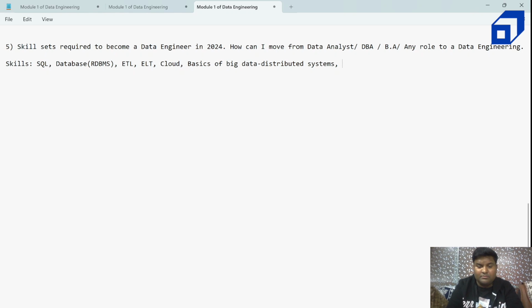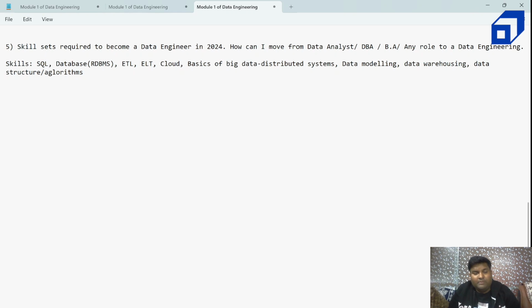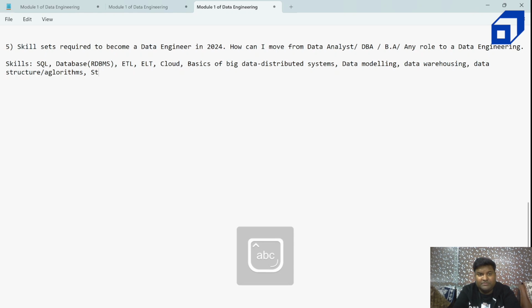Then sometimes you need a data modeling concept or a data warehousing concept. Then you need data structures and algorithms. A person should understand which format or which structure should be used to store the data. It can be a list, it can be a dictionary. Depending upon the use case, the person should have the knowledge of how the data has to be stored. So that is one more thing. Then for stream processing, I can write tools like Kafka.